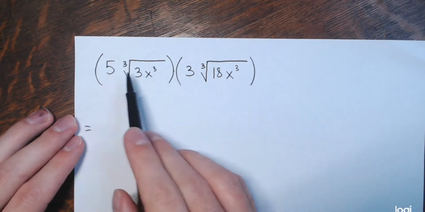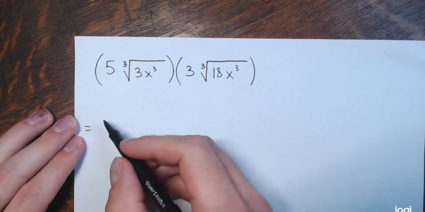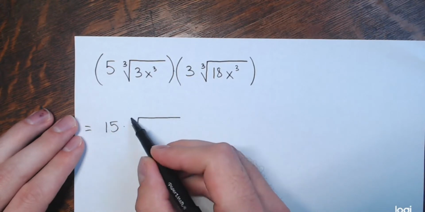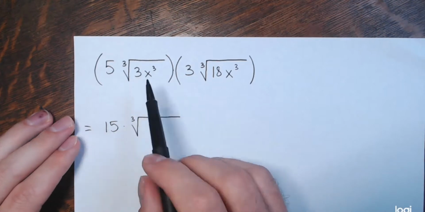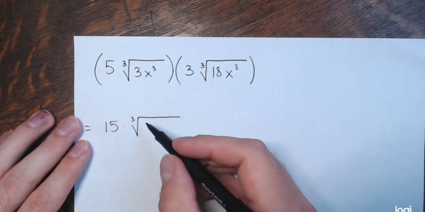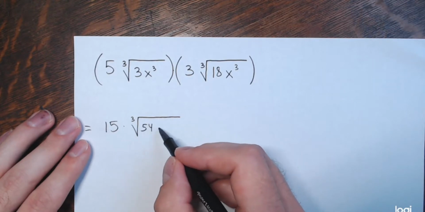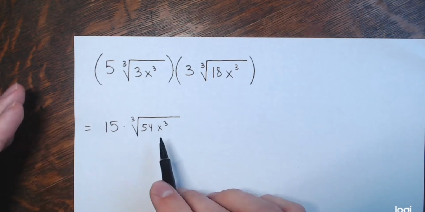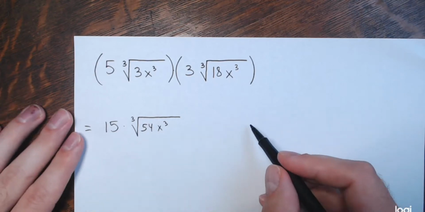Multiply the non-radical factors. 5 times 3 is 15. Times the cube, then multiply the cube roots, using that product property. Cube root of 3x cubed times the cube root of 18x cubed. That'd be the cube root of 54x cubed. This is all great and everything, but we have to simplify the radical.